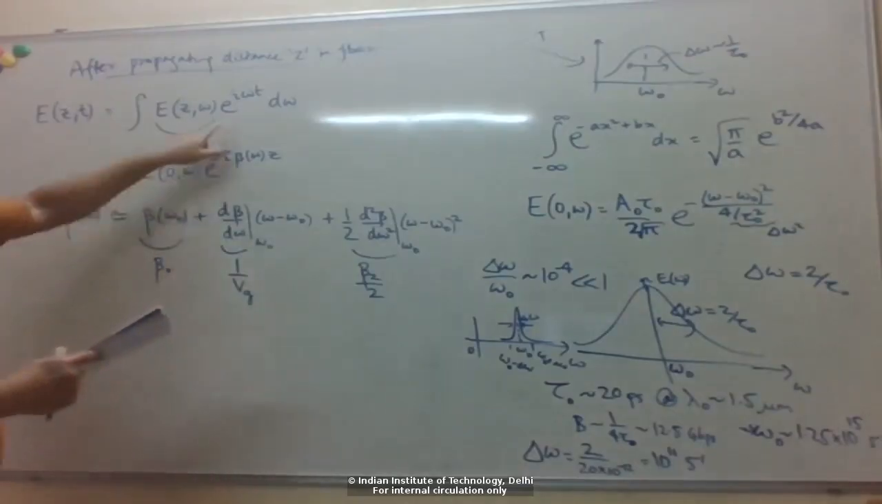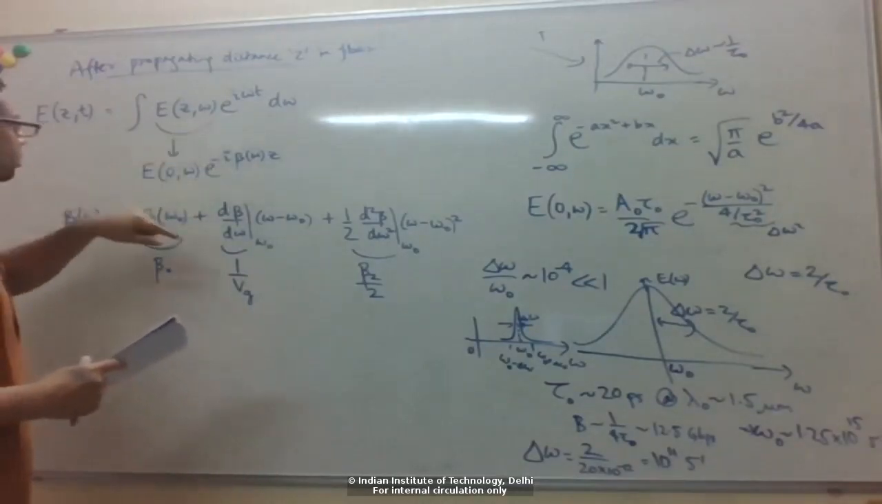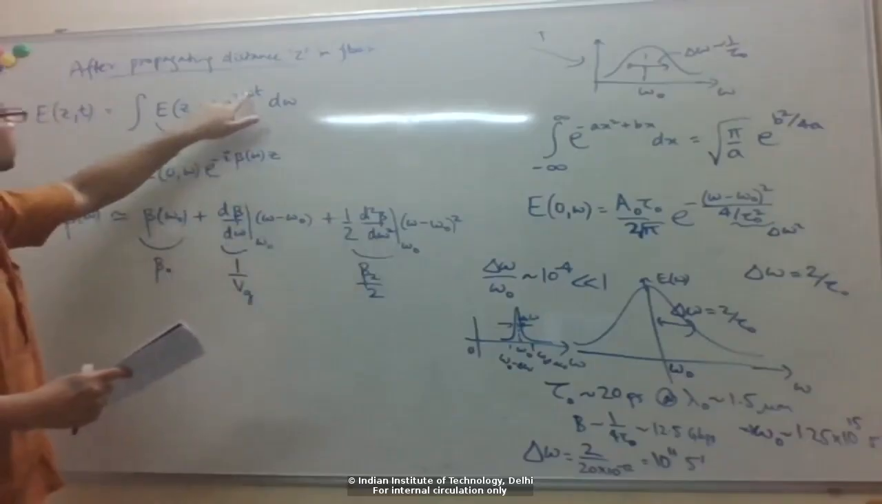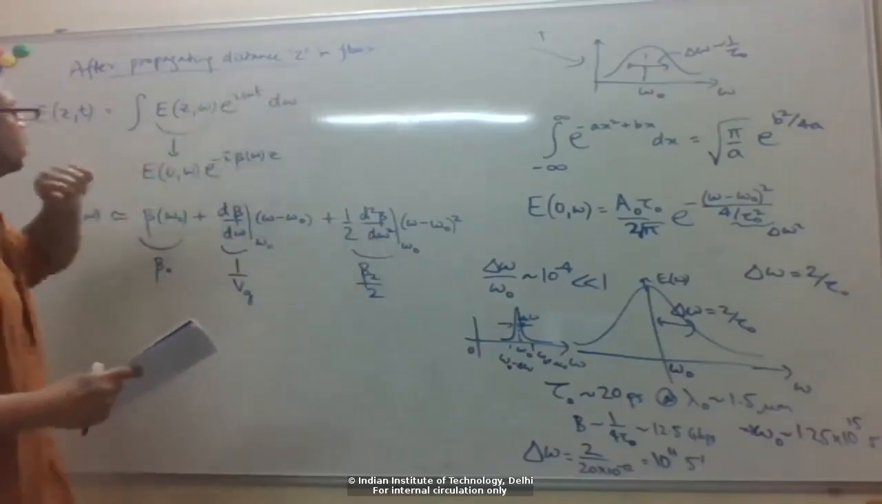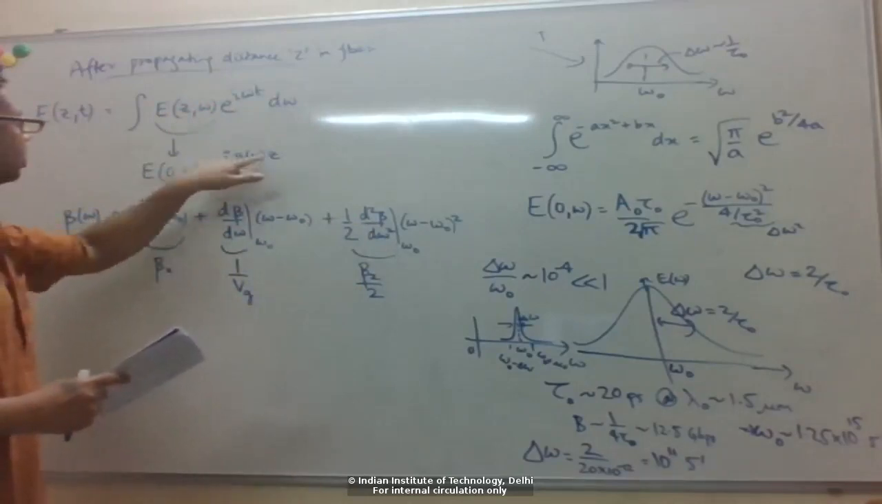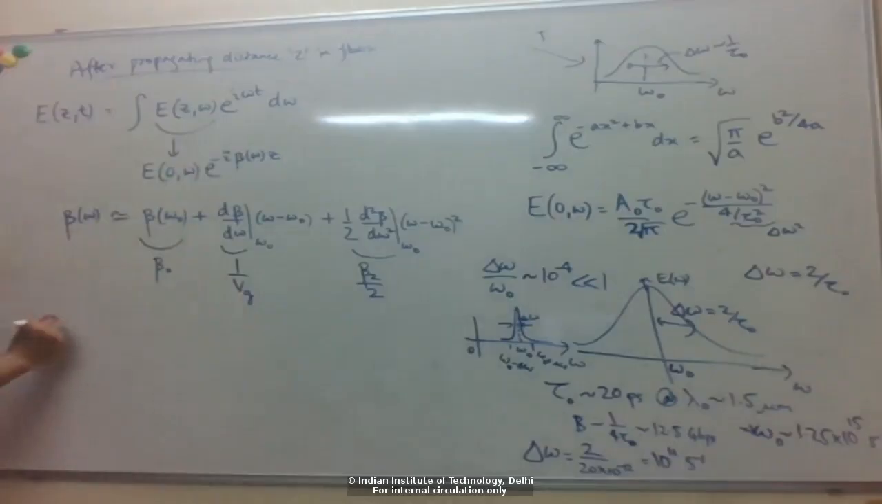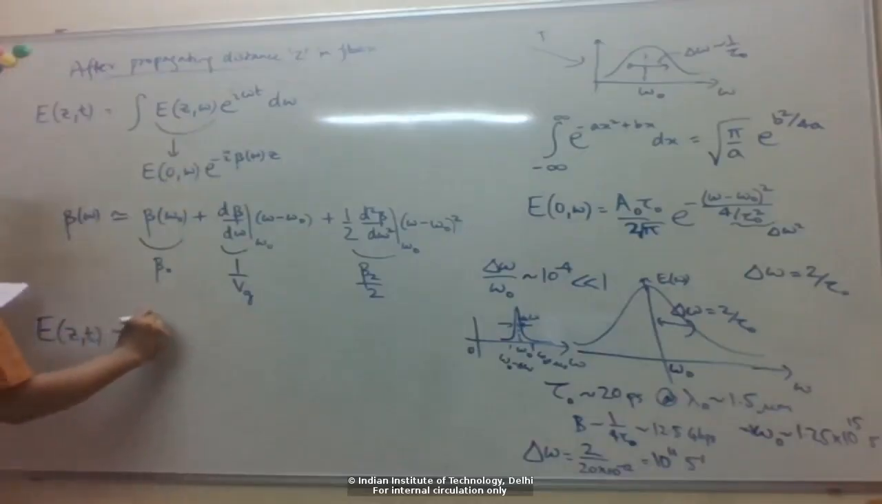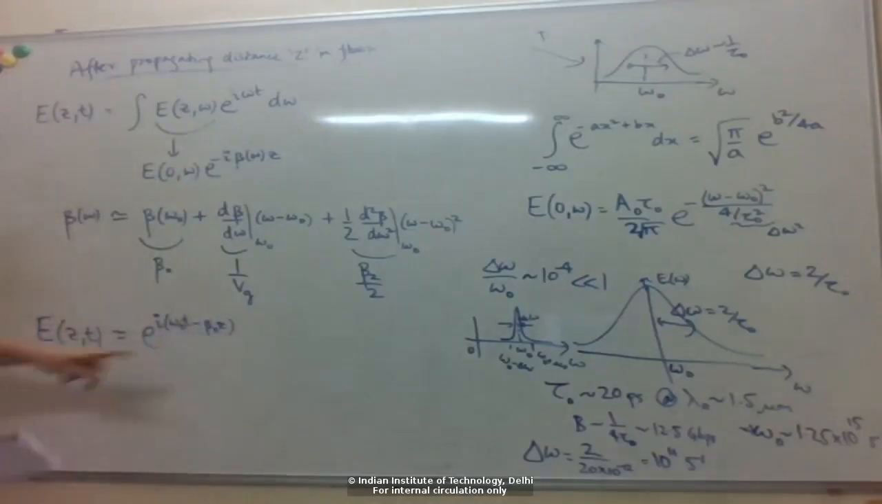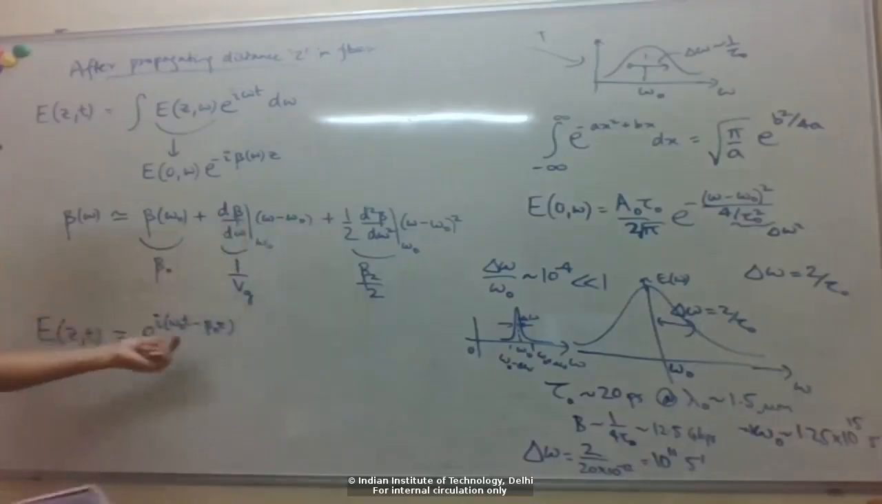So I have terms like omega minus omega naught. So basically I can write this omega as omega minus omega naught plus omega naught. And then I'll have a beta naught here. So that gives me i beta naught z. So basically I can take this term e to the i omega naught t minus beta naught z, which is the phase acquired by the carrier frequency, right? If you just had the carrier frequency traveling, it would acquire this phase, omega naught t minus beta naught z.